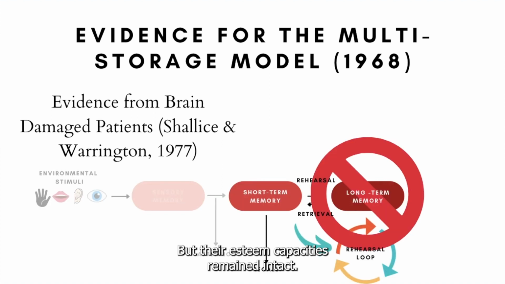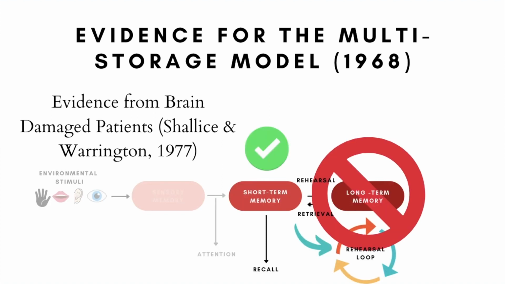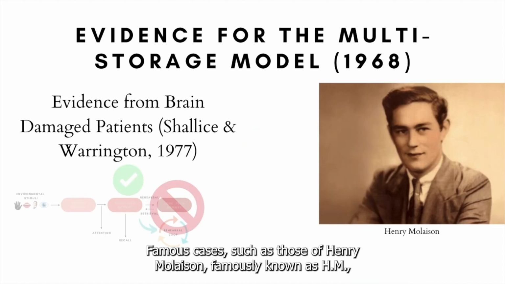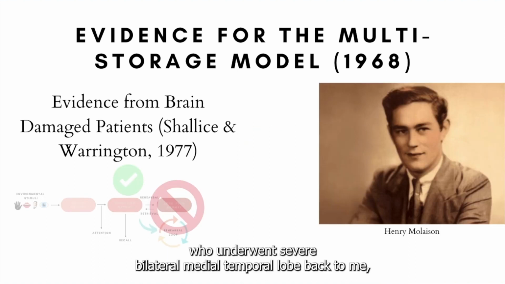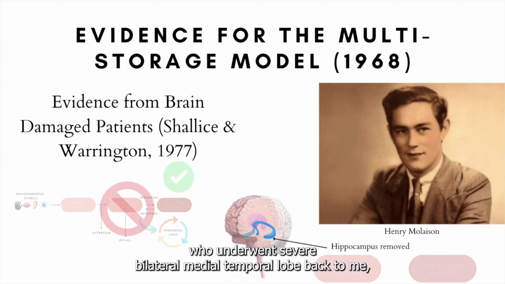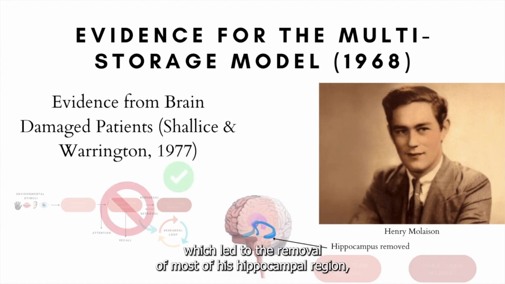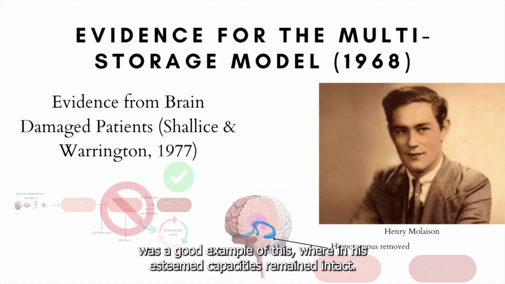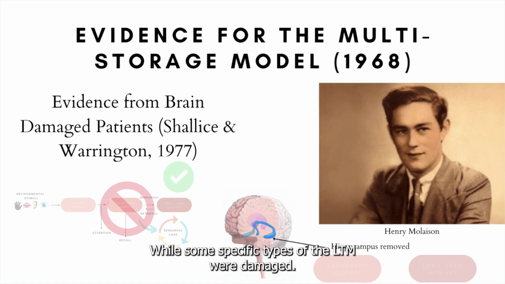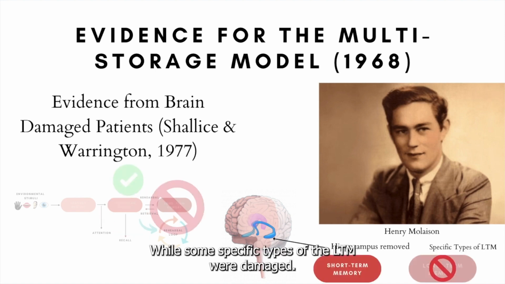A famous case is that of Henry Molaison, famously known as HM, who underwent a bilateral medial temporal lobectomy, which led to the removal of the hippocampus region. This was a good example of this, wherein the STM capacity remained intact, while some specific types of LTM were damaged.